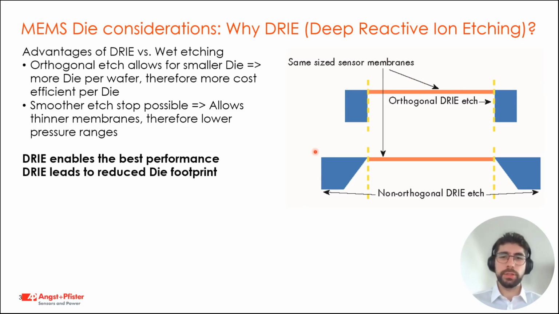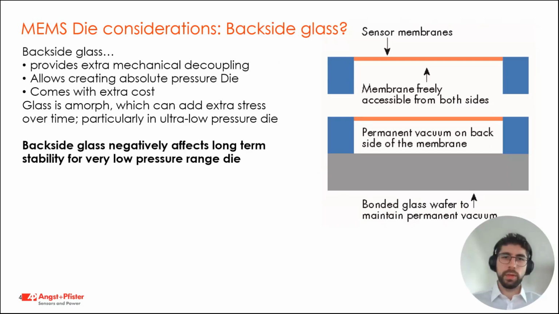In addition, a miniaturized die enables applications previously impossible, especially in the medical space. Think implantable or in-body pressure monitoring. Miniaturization is key. A glass on the backside of the silicon die is widely used on MEMS pressure sensors.